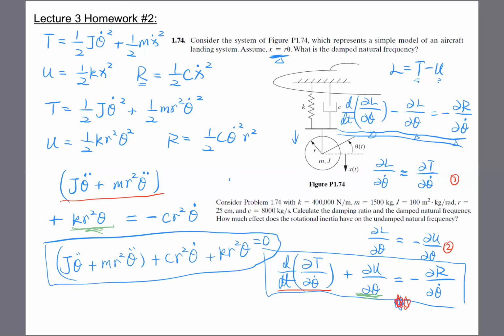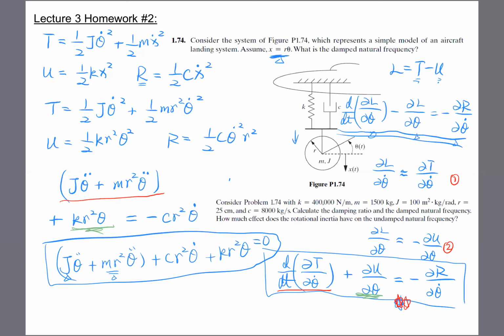Because we know this system should be stable, all the coefficients are positive, so that makes sense. The other way to check is to look at J and m r squared: mass times distance squared gives you the unit of moment of inertia. So your m r squared has the same unit as J, so you don't see any unit inconsistency there. And c r squared, k r squared.